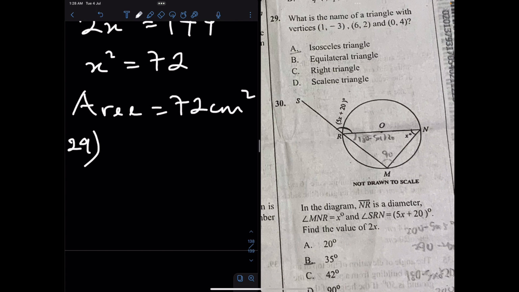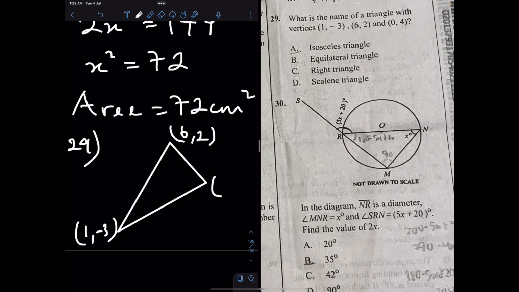What is the name of a triangle with vertices (1, -3), (6, 2), and (0, 4)? The triangle has vertices (1, -3). Those are the coordinates of that vertex. This is (6, 2), and here the coordinates are (0, 4). What's the name of this triangle?